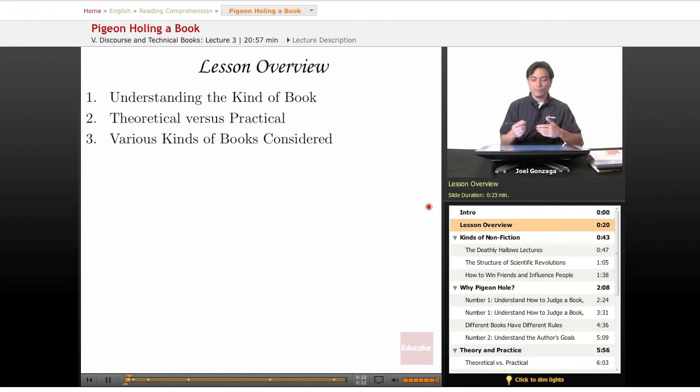So, the overview will be this. We have to understand what kind of book it is. We have to understand more than whether this is a nonfiction or fiction book. Then we're going to learn what theoretical means and what practical means. And finally, we're going to go over the various kinds of books thought about and considered.